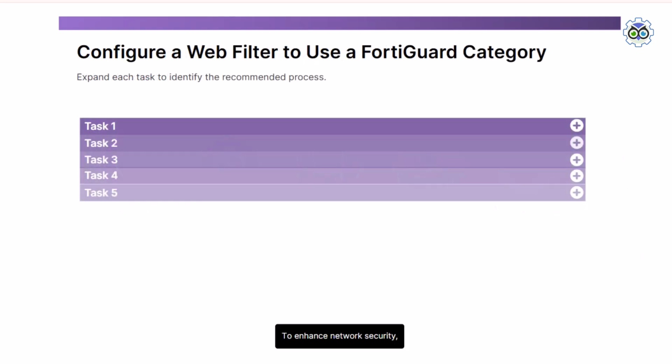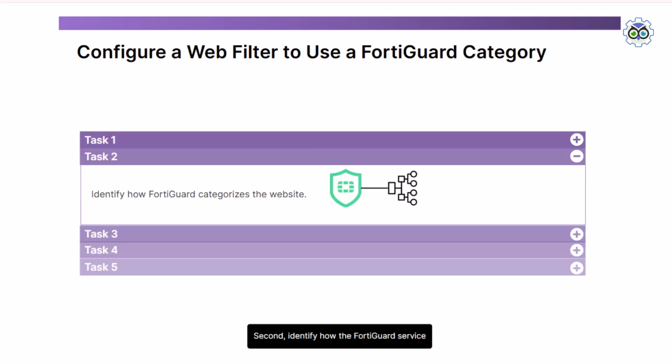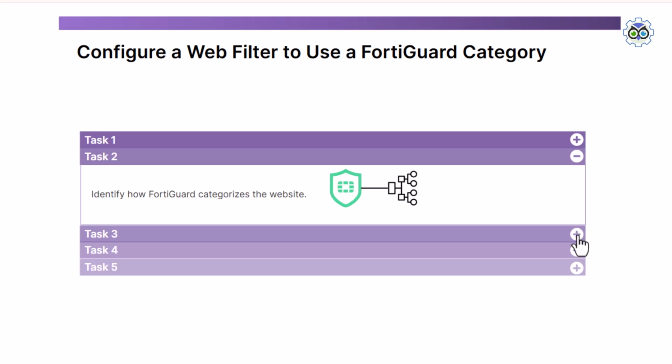To enhance network security, you can configure FortiGate for web filtering based on FortiGuard categories. Expand each task to identify the recommended process. First, ensure that FortiGate has a valid FortiGuard security subscription license. Second, identify how the FortiGuard service categorizes the specific website you are trying to block or allow.